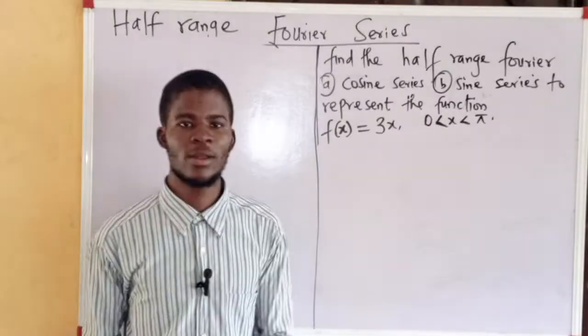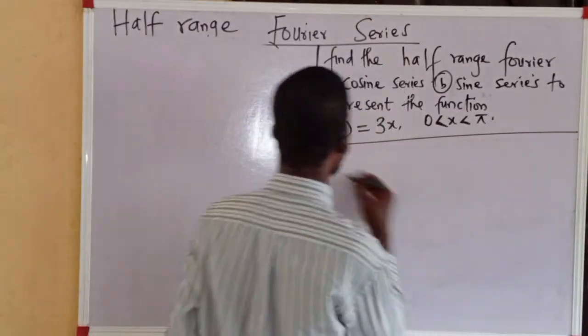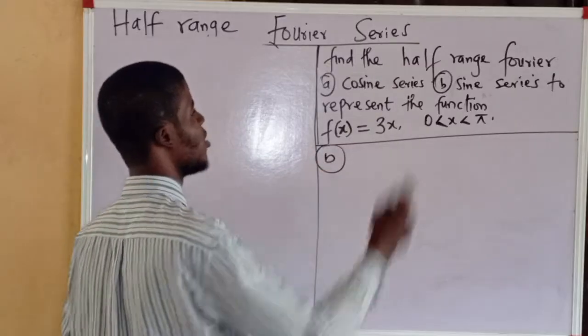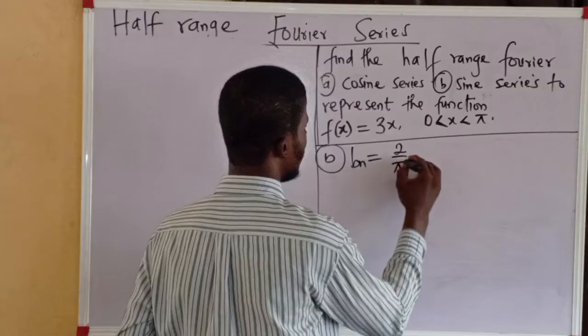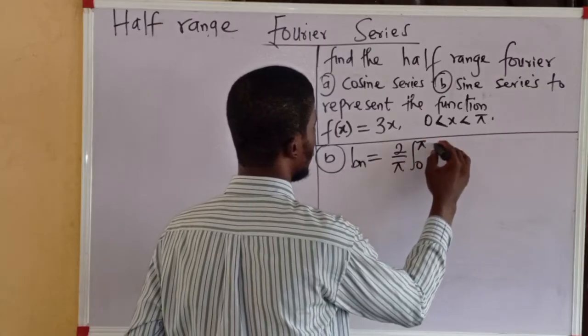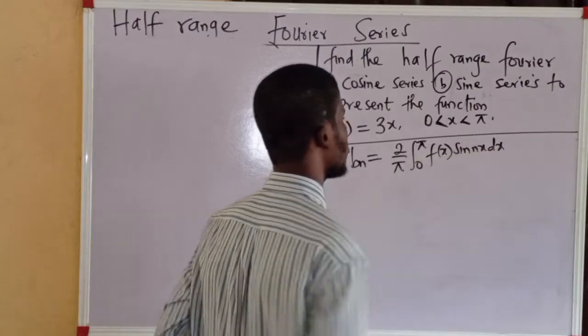Okay? Alright, for half-range Fourier sine series, we are talking about the sine series now. b sub n is 2 over pi times the integral from 0 to pi of f of x sine nx dx.